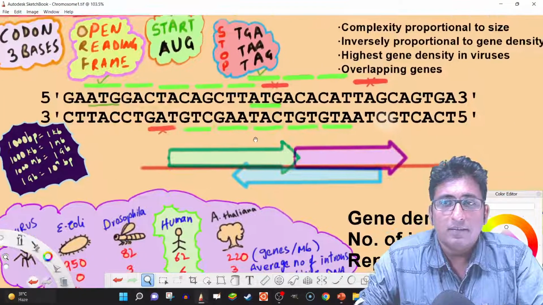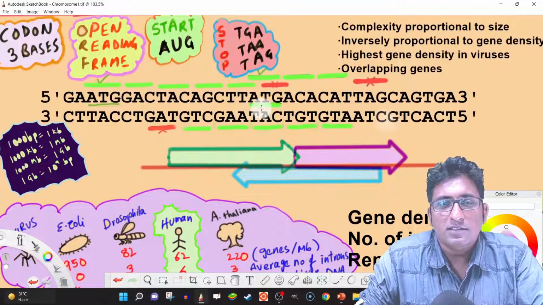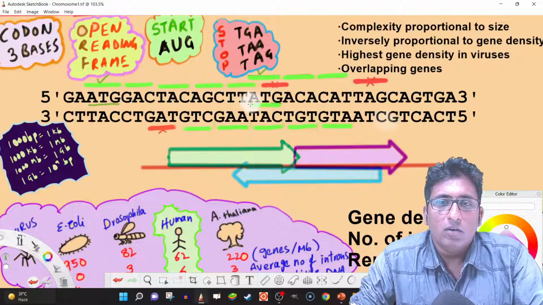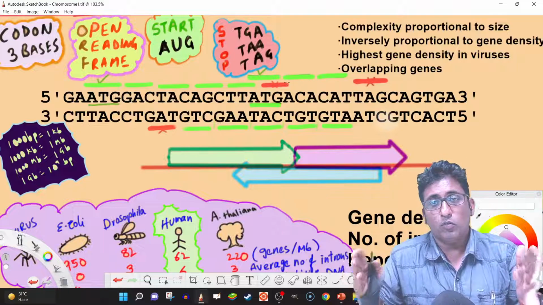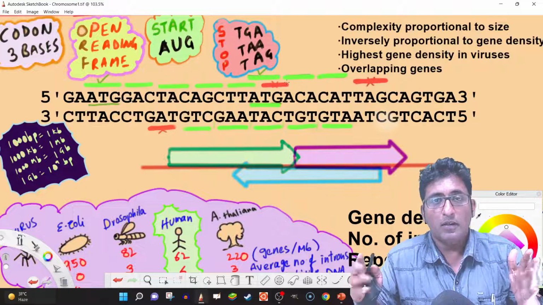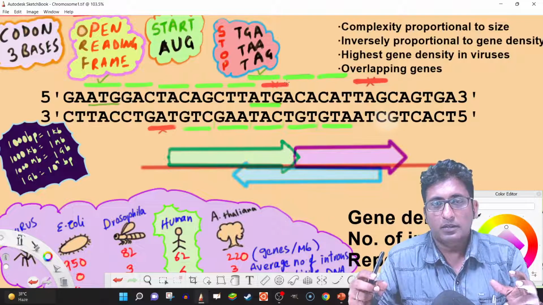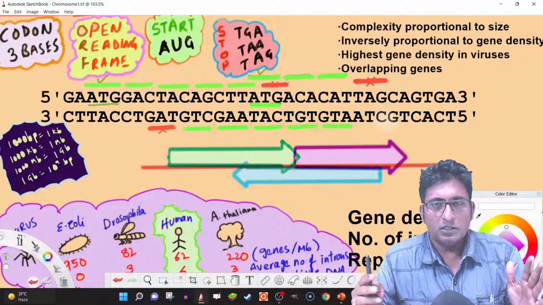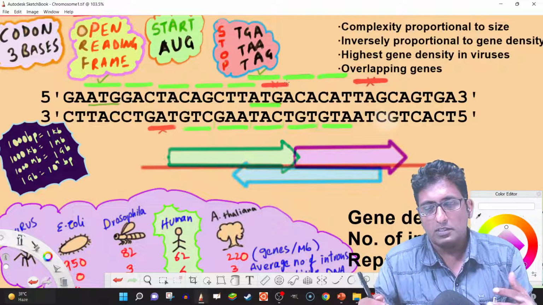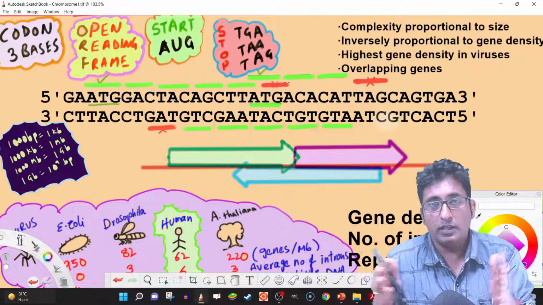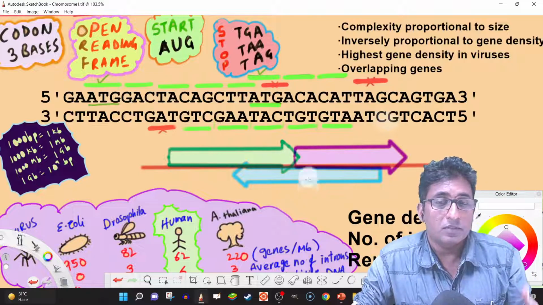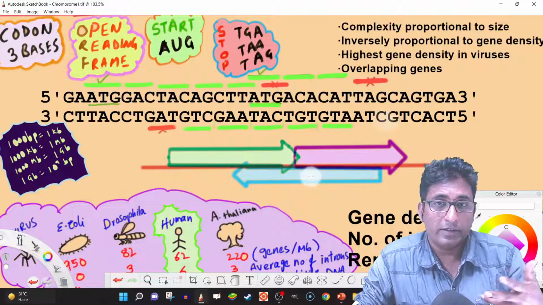What we can also discuss is what is called gene density. Gene density means, if you have about 1 MB of DNA, how many genes are present in it. If you take the majority of the viruses, they have very small genomes, but they can code for multiple proteins, and that is because they have these overlapping open reading frames, and sometimes open reading frames on both strands.